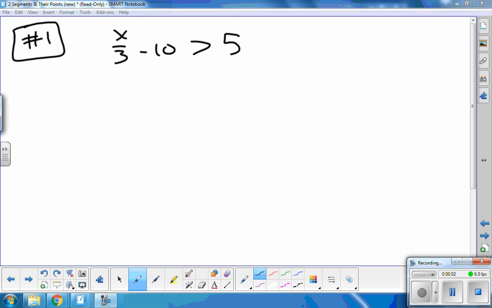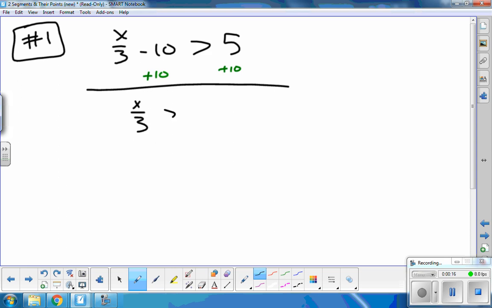All right, as we look at this first inequality, there's really two common ways that people would try to solve this. One is to add 10 to both sides. And then when you do that, the 10s would cancel and you'd be left with x over 3 is greater than 15. And then how do you get rid of a dividing by 3? You, of course, multiply by 3. And then here the 3's cancel and you're left with x is greater than 45.